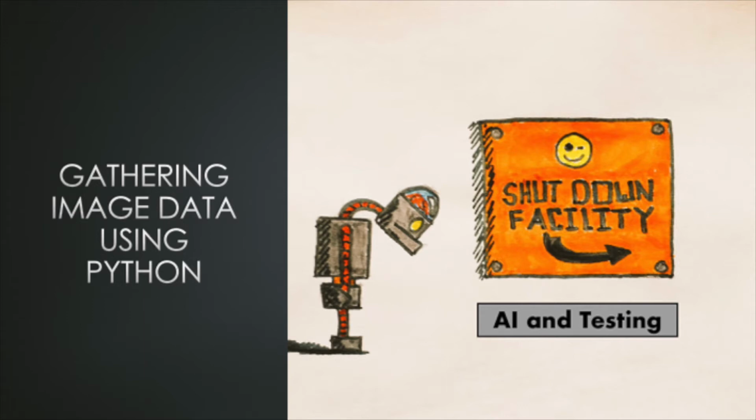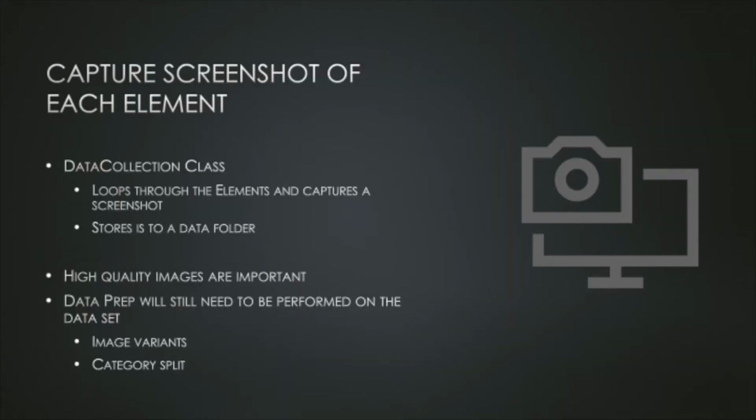Today we'll be talking about how to gather image data for your convolutional neural network using the Python language. The approach we will take today will be to capture screenshots of each element using a data collection class. Within that class, we will loop through each element and capture a screenshot of the element. We will then store that data to a folder, which can then be consumed into a convolutional neural network.